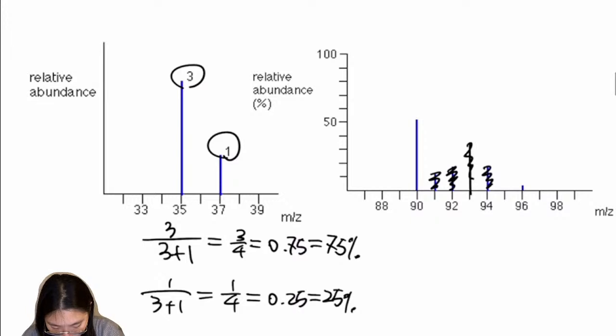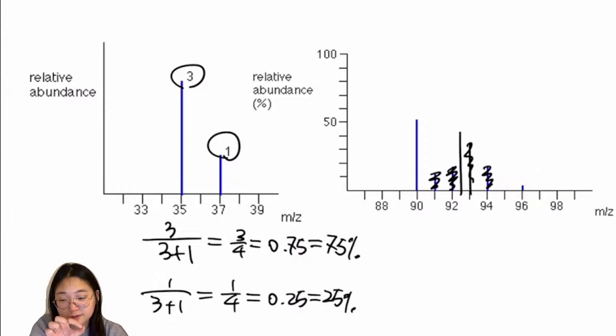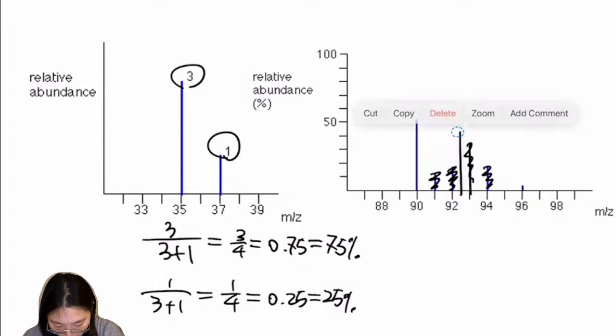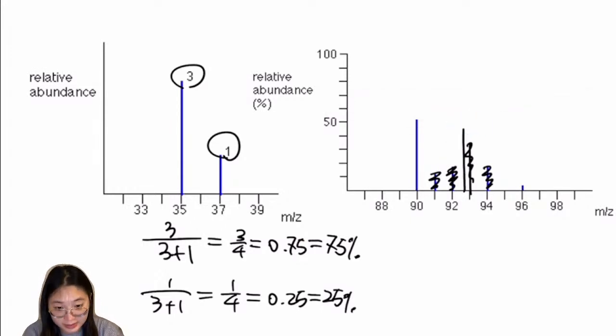So get rid of these two, and now I have a taller peak right here. The height of the peak should be the height of the 91 plus the height of the 93. And then I also need to consider this very little amount of 96. So this peak is going to shift to the right a little bit because of 96. Then it should be approximately 50% now. And the isotope with a mass of 90 is also approximately 50%.